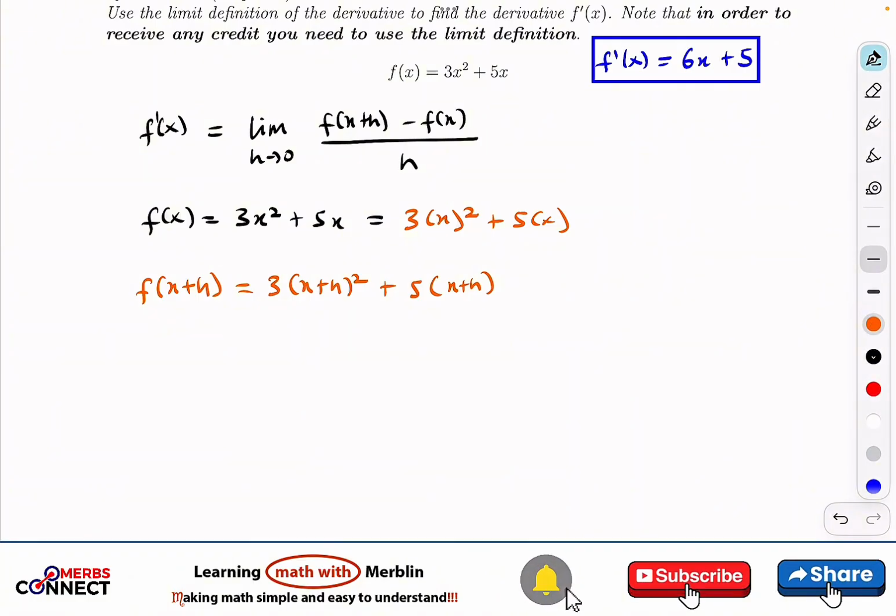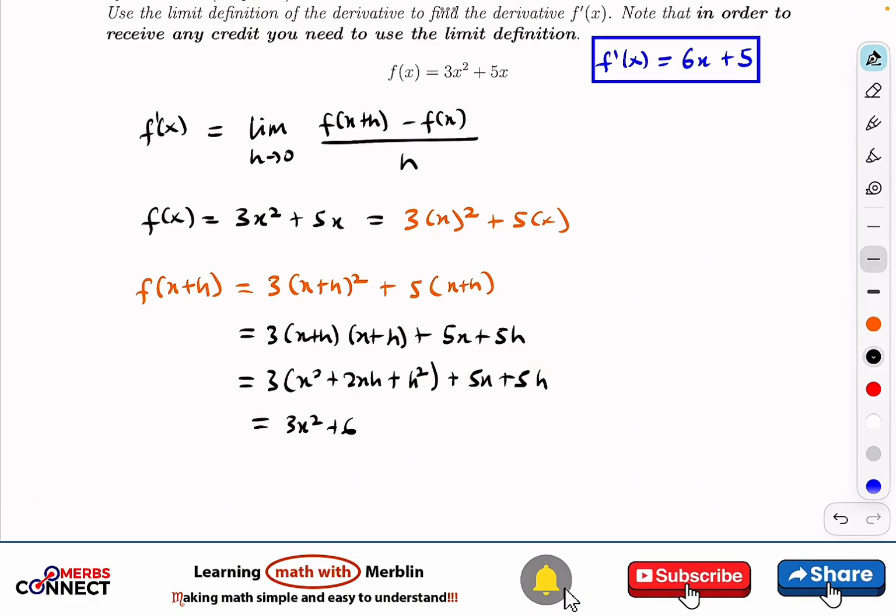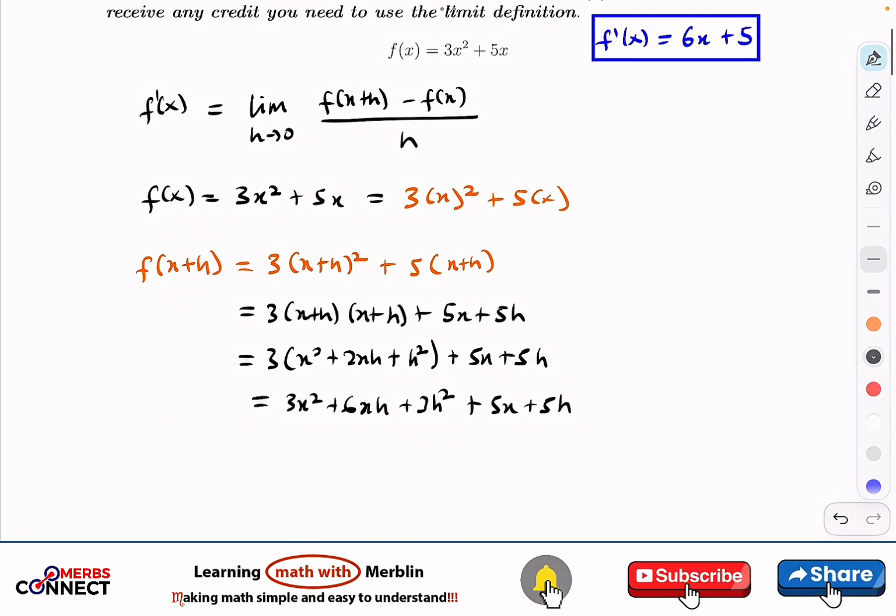So now let's try and expand this. This is the same as 3(x plus h)(x plus h), plus distribute the 5 and get 5x plus 5h. This is the same as 3 times x squared plus 2xh plus h squared, then plus 5x plus 5h. This is 3x squared plus 6xh plus 3h squared plus 5x plus 5h. So now that we are done finding this, can we simplify? No, we cannot simplify anything here.